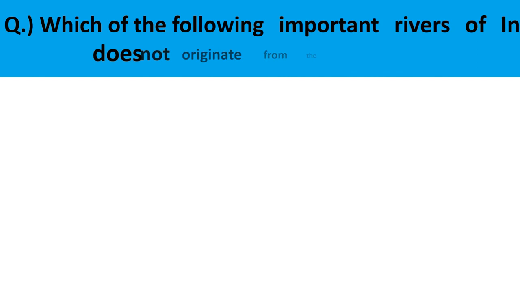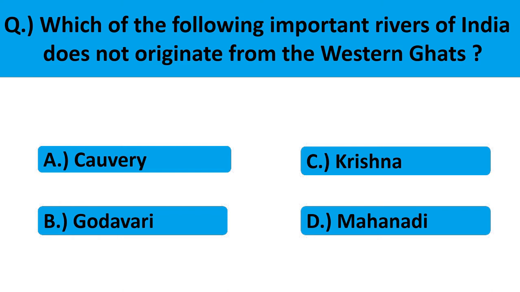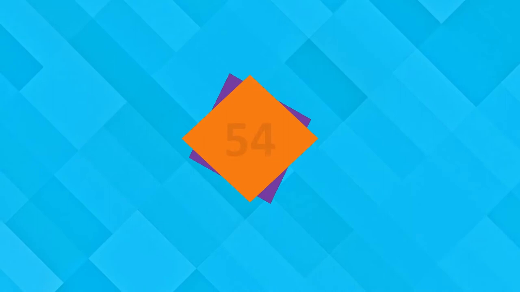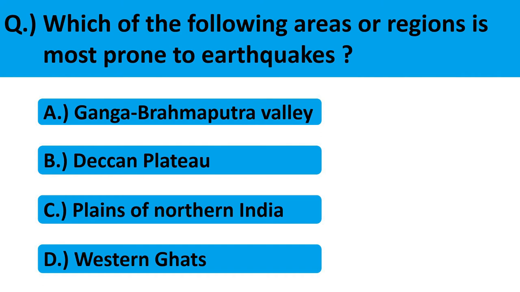Question number 53. Which of the following important rivers of India does not originate from the Western Ghats? Correct answer is Mahanadi. Question number 54. Which of the following areas or regions is most prone to earthquakes? Correct answer is Ganga Brahmaputra Valley.